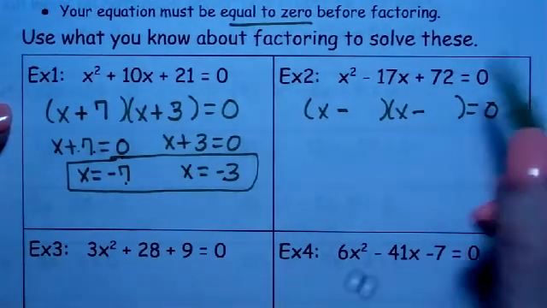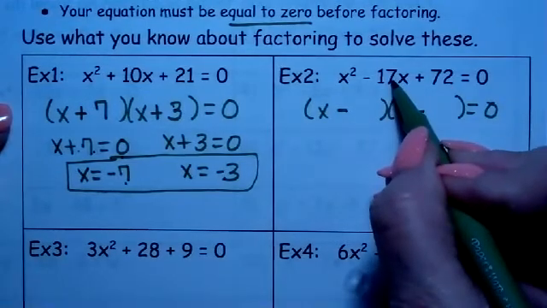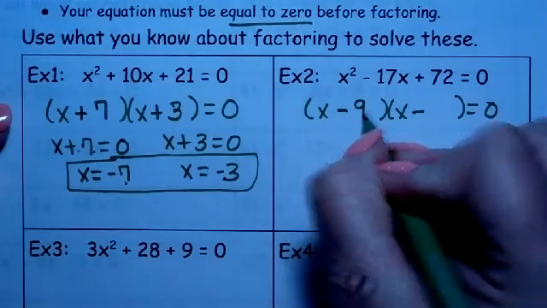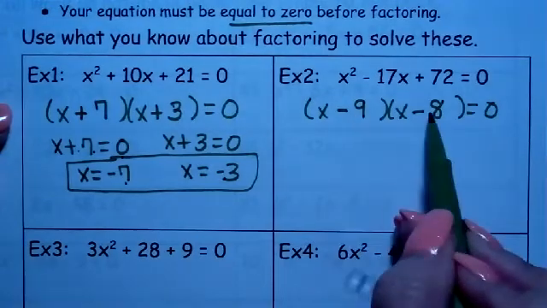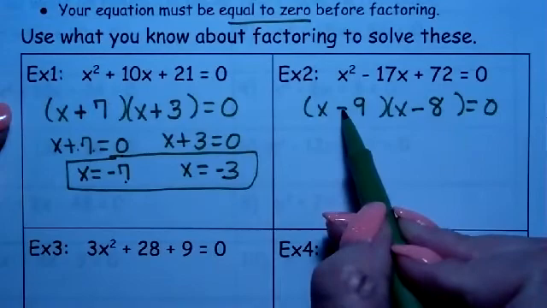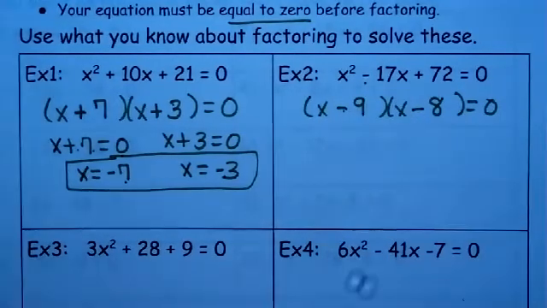So 2 numbers that are going to multiply to give me 72 and add to give me negative 17. That is going to be negative 9 and negative 8. Negative 9 times negative 8 is positive 72, but negative 9 plus negative 8 is negative 17.